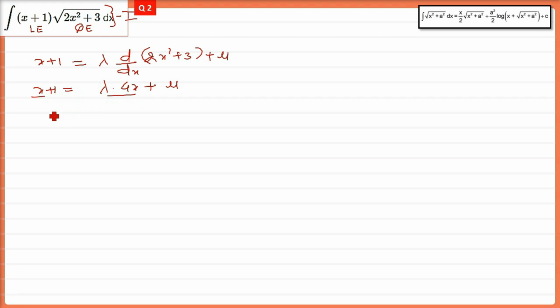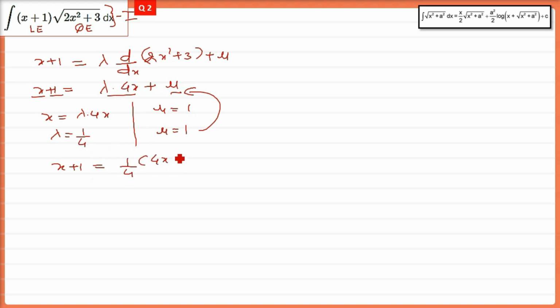Now we need to equate the similar terms. X with x, constant with constant. So x will be equal to lambda into 4x, and mu will be equal to 1. That is, lambda will be equal to 1 by 4 and mu will be equal to 1. Now let's put lambda and mu in this equation. So x plus 1 will become 1 by 4 into 4x.